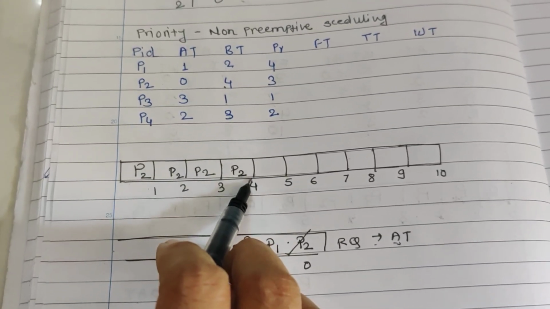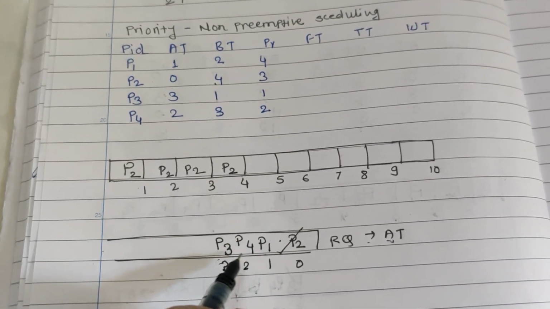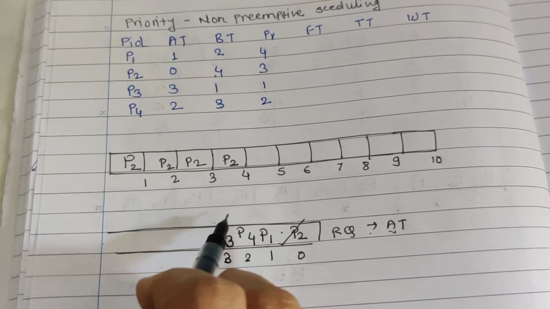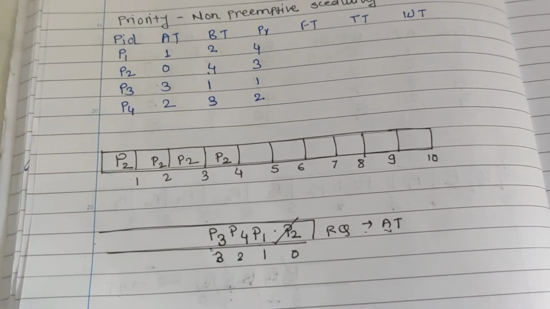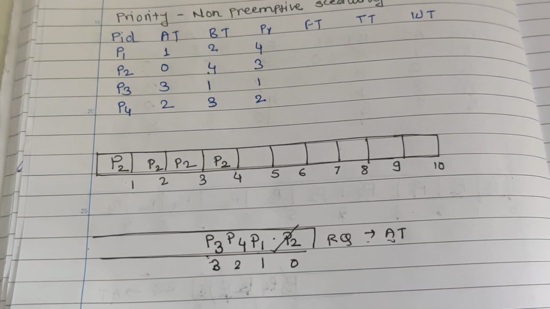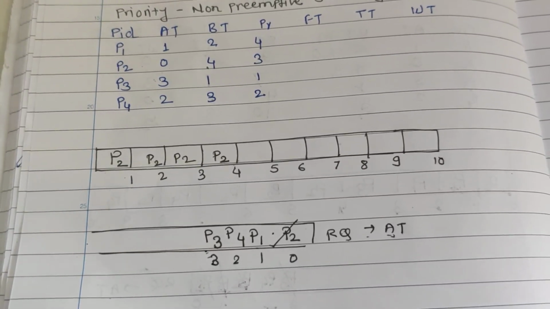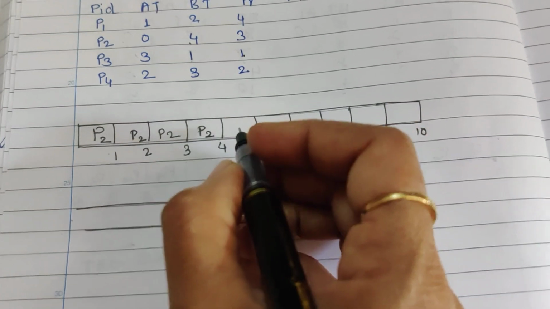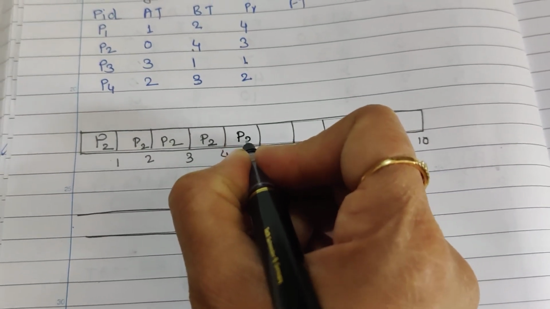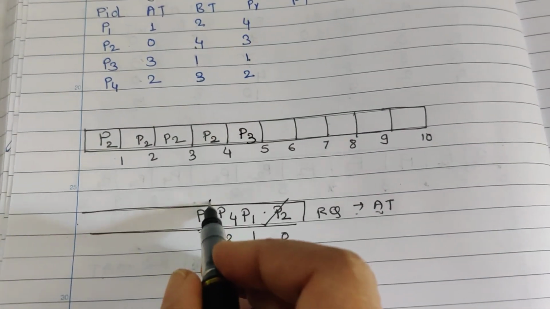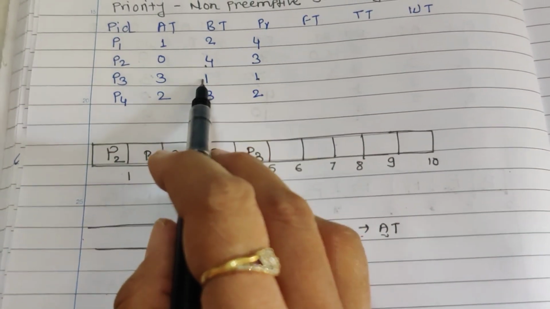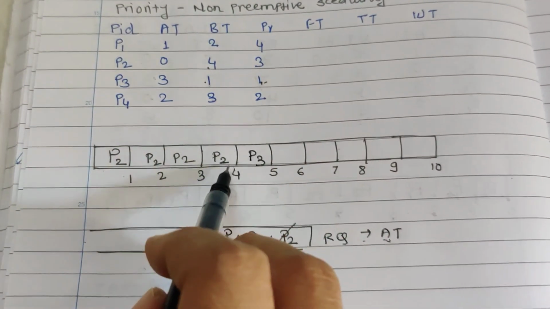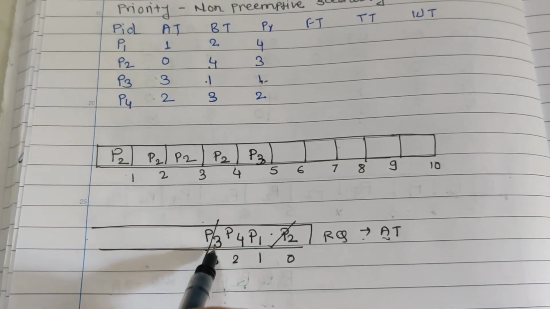Once the execution of P2 has been done, now we have to check, out of these three processes, which is the process with the highest priority. So we have the process P3, which has the priority 1. So process P3 will continue the execution. We have selected process P3 with the burst time 1 and priority 1. So process P3 has done the execution.